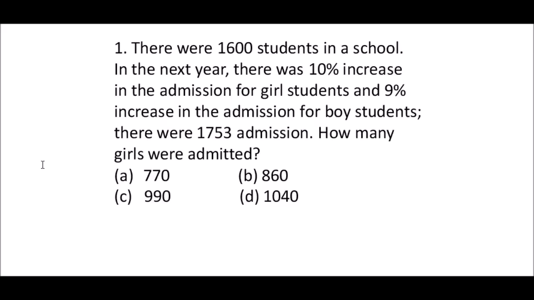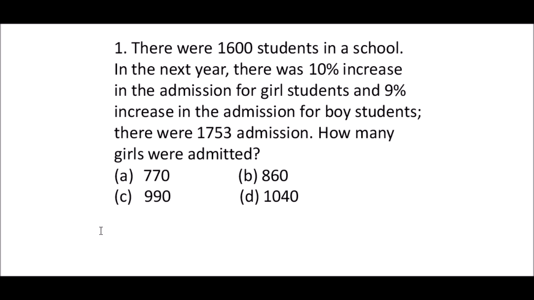There were 1,600 students in school. In the next year, there was a 10% increase in the admission of girl students and a 9% increase in the admission of boy students. There were 1,753 admissions. How many girls were admitted?